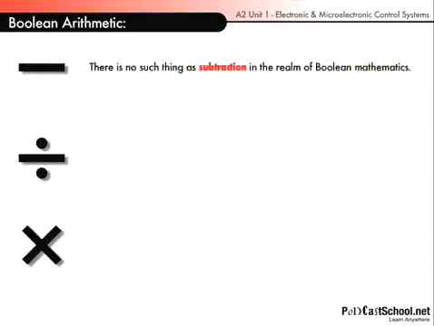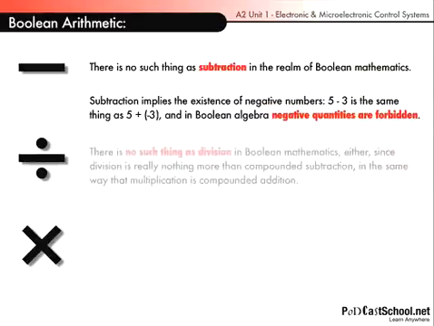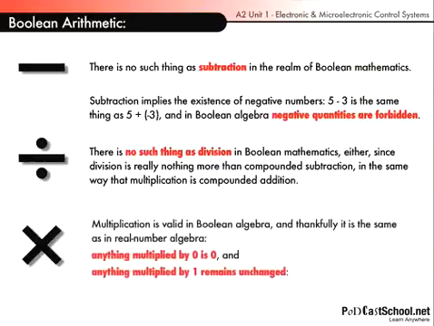Okay, so this is a bit of a review. There is no such thing as subtraction in the realm of Boolean mathematics. It doesn't exist. Subtraction implies the existence of negative numbers. 5 minus 3 is the same thing as 5 plus minus 3. And in Boolean algebra, negative quantities are forbidden. And also there's no such thing in Boolean mathematics as division. But multiplication is valid in Boolean algebra, and thankfully it's the same as in real number algebra. We saw that earlier. It obeyed the laws that we would normally think of when we think of multiplication.